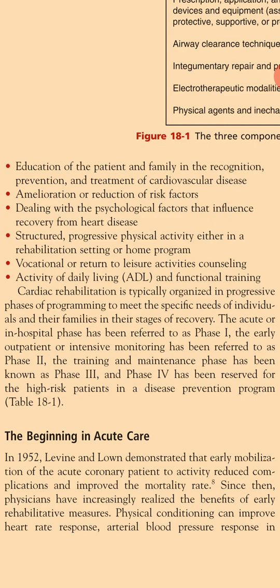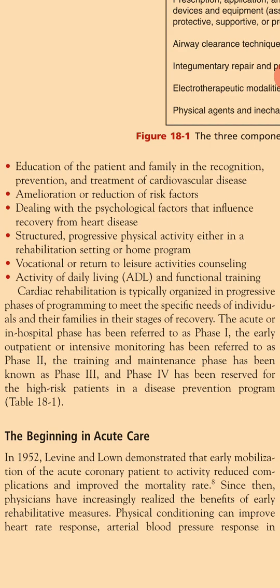Cardiac rehabilitation is typically organized in progressive phases of programming to meet the specific needs of individuals and their families in their stages of recovery. The acute or in-hospital phase has been referred to as phase 1. The early outpatient or intensive monitoring phase has been referred to as phase 2. The training and maintenance phase has been known as phase 3, and phase 4 has been reserved for the high-risk patients in a disease prevention program.